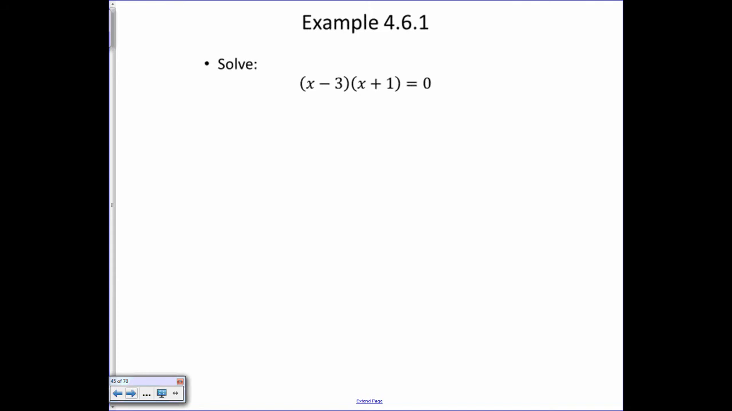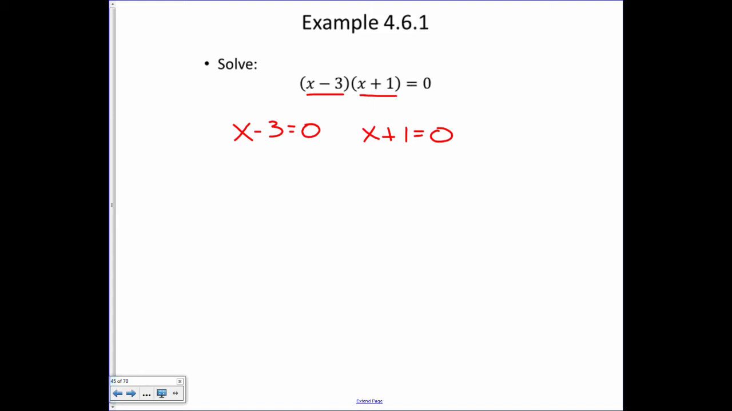Here we want to solve this. x minus 3 times x plus 1 is equal to 0. Well, there's nothing to factor here because it's already factored. But if we want to figure out what's going to make this equation 0, we're just going to take each piece and set it equal to 0.